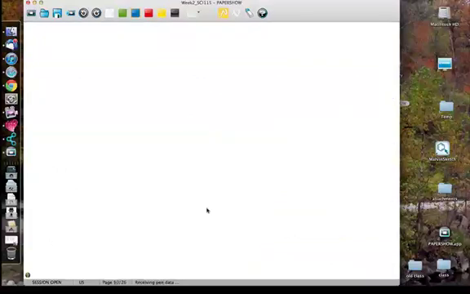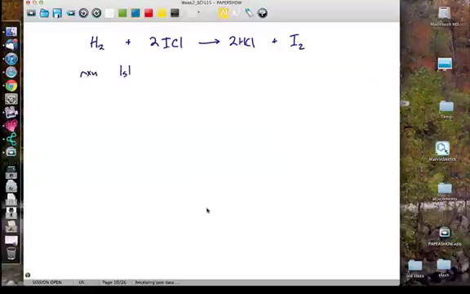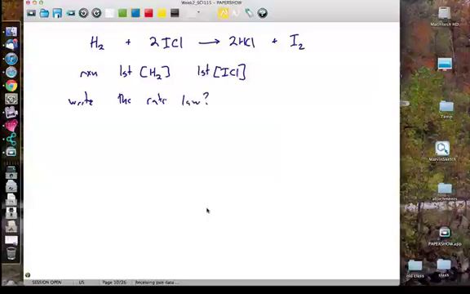All right, so let's take a look at an example. H2 plus 2 ICl progresses to form 2HCl plus I2. And we're told that this reaction is first order with respect to H2 and first order with respect to ICl. Right. Write the rate law for the reaction.